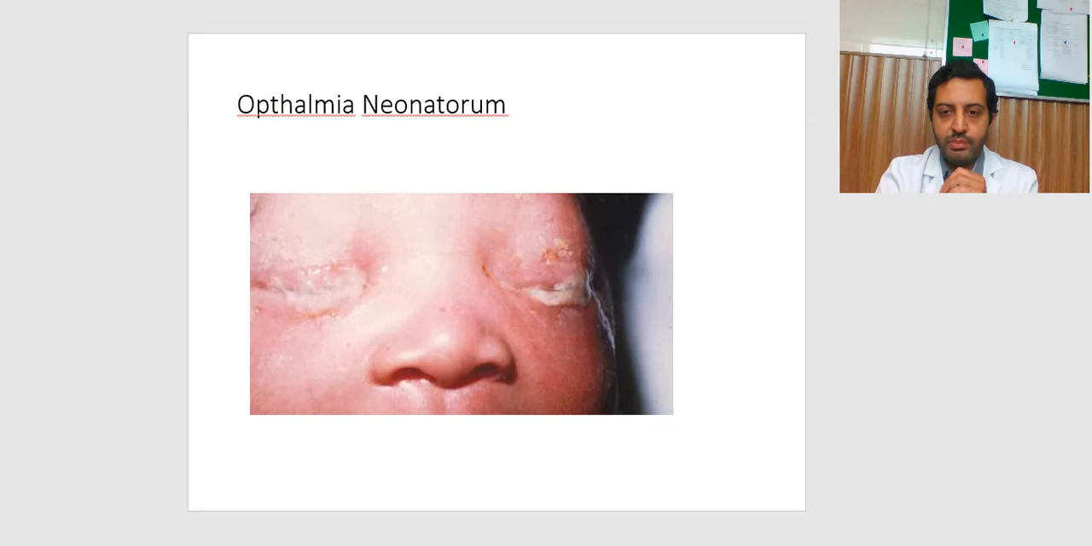Here you can see the picture of a newborn baby with extensive purulent discharge from both eyes. So immediately culture sensitivity of this pus should be sent. It can be chlamydia, it can be gonorrhea, or it can be some other microorganism. So culture sensitivity should be immediately sent, and we have to start the empirical treatment for the management of ophthalmia neonatorum.